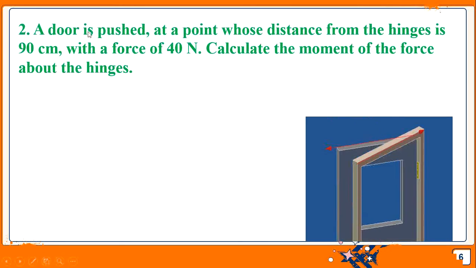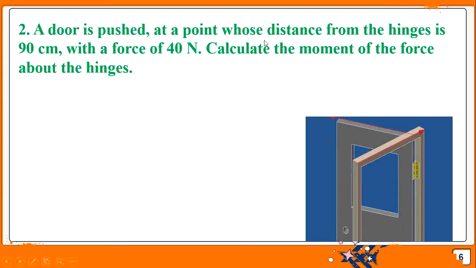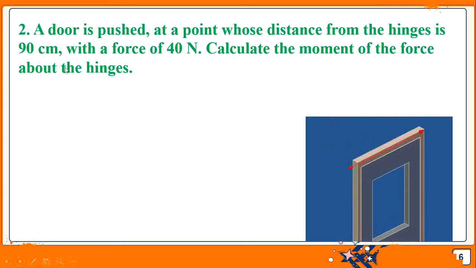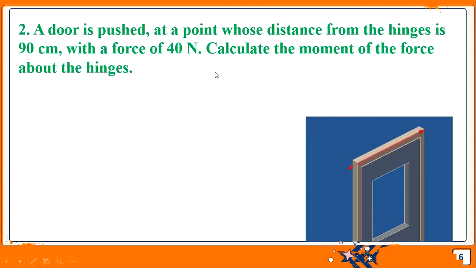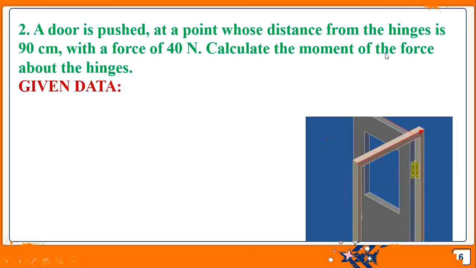Question number 2. A door is pushed at a point whose distance from the hinges is 90 centimeter. That is, we have to push the door. The distance between the hinges and the point where the force is applied is 90 centimeter, and the force applied on the door is 40 Newton. We have to calculate the moment of the force about the hinges.